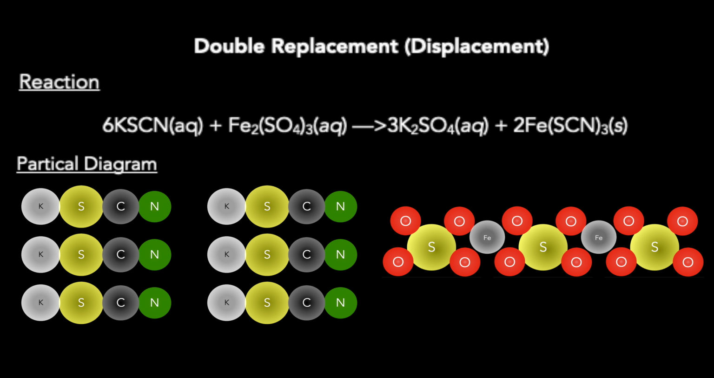A and C will break apart with their respective anions and swap partners, bonding with the other anions. Let's take a look at the overall simplified reaction and particle diagram.